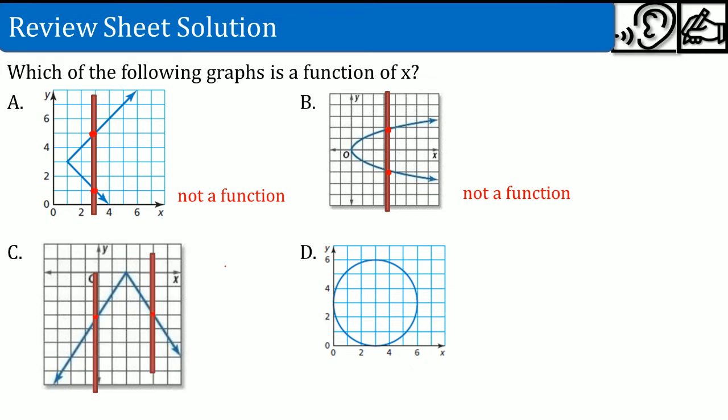Passes only through one point. We would say that is a function. This one, draw a line straight down. It passes through what point? This point. Passes through this point. We would say this one is not a function. Passes through 2 points. Okay.